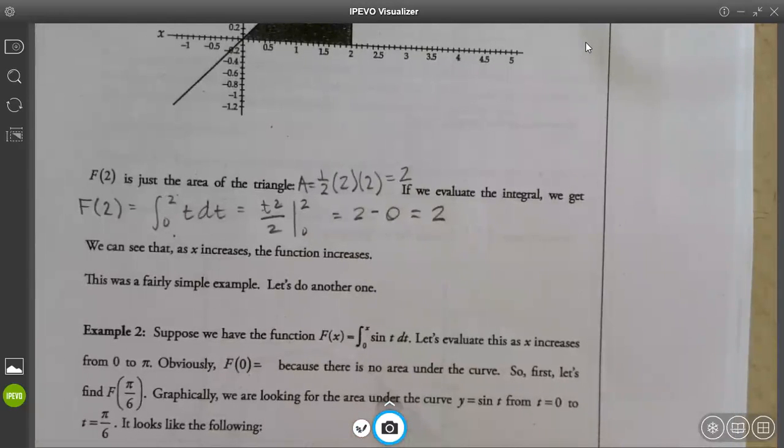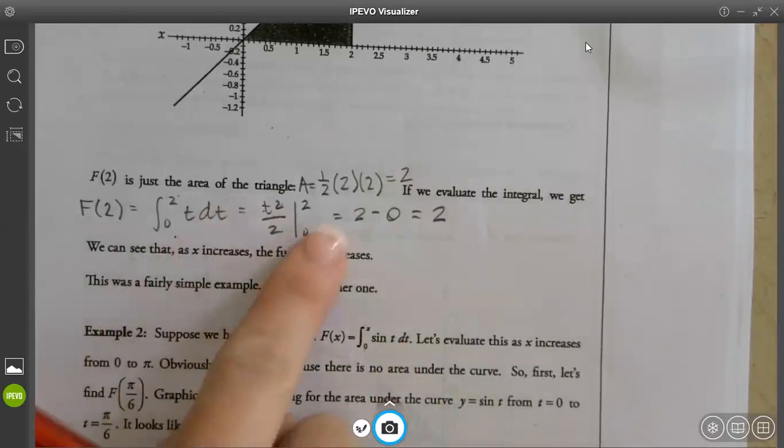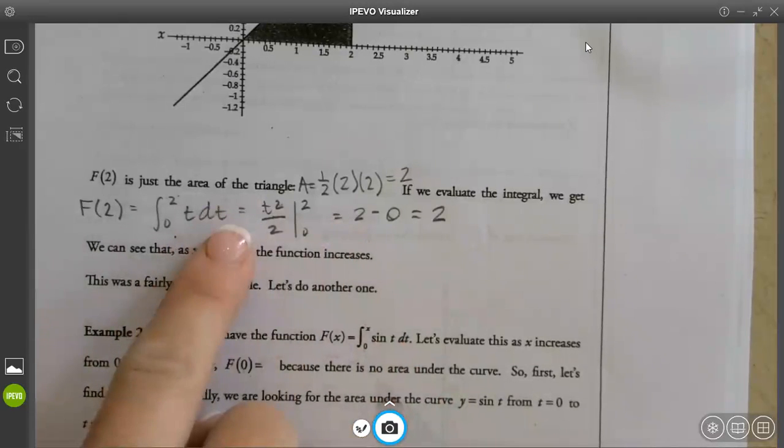Let's do another one. It gives you the function from 0 to x of sine t dt. It says, obviously, f of 0 is going to be what? How do you get that? Let's try it. How else could I get that? How did we get it up here? How did we get 2? We did the area formula, but we also can do what? We can do that integration, right?